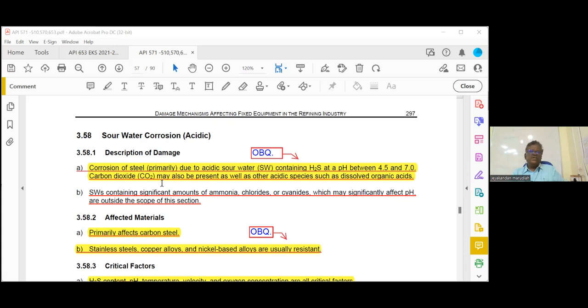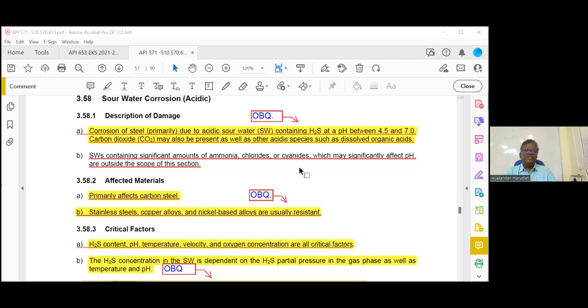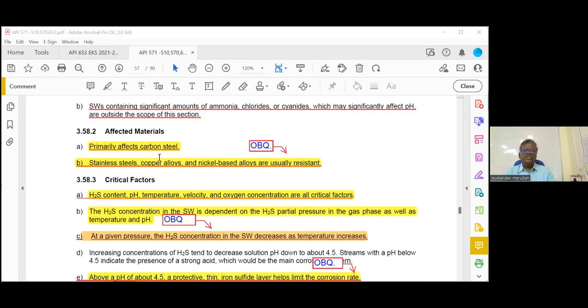Okay, so please note: carbon steel, due to acidic sour water containing H2S between pH 4.5 to 7. This is very important. So sour water corrosion will happen between 4.5 and 7. Carbon dioxide may also be present, as well as other acidic species such as dissolved organics. That is an open book question. Affected primarily carbon steel; stainless steel, copper alloys, and nickel-based alloys are usually resistant. That is an open book question.